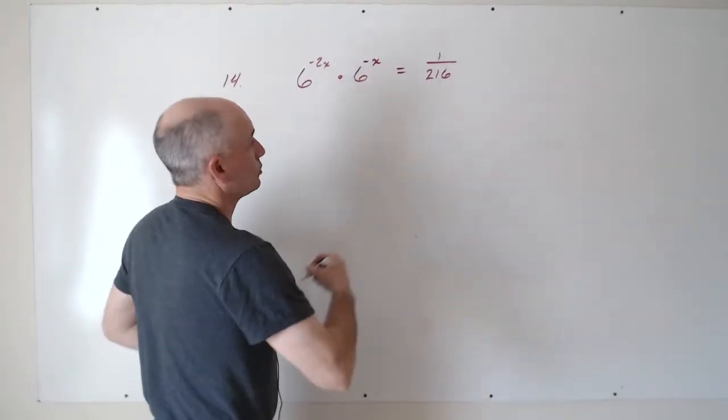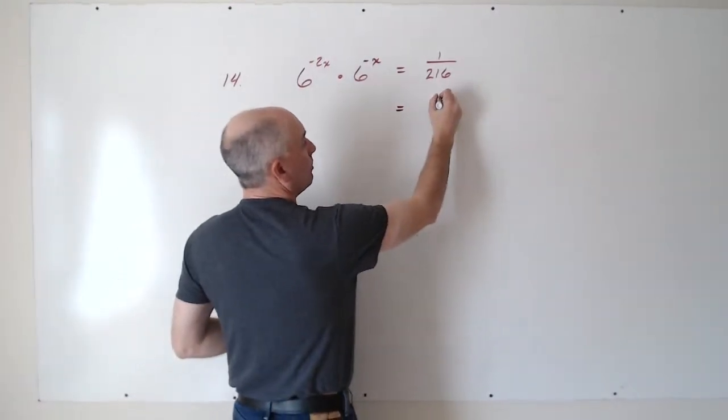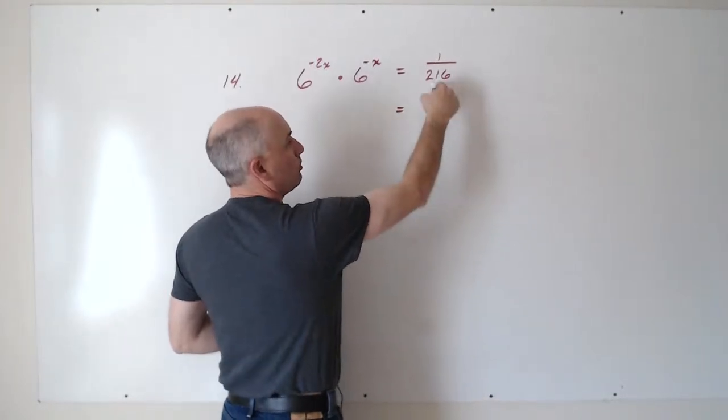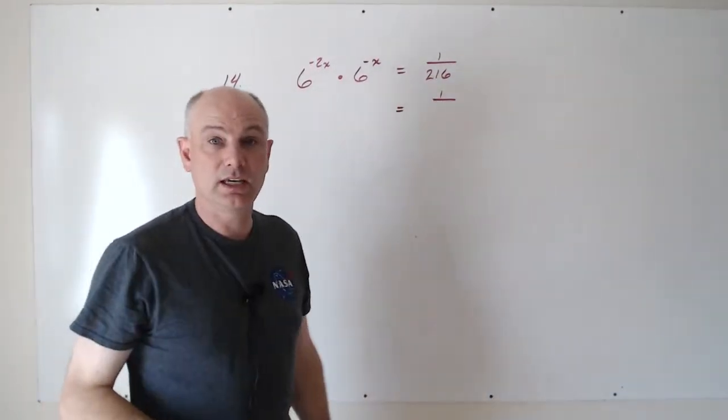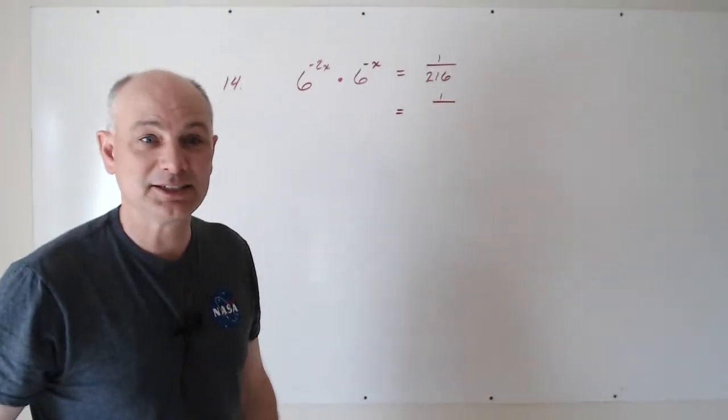In the 216, what I'm going to want to do is see if I can rewrite 216 as base 6.